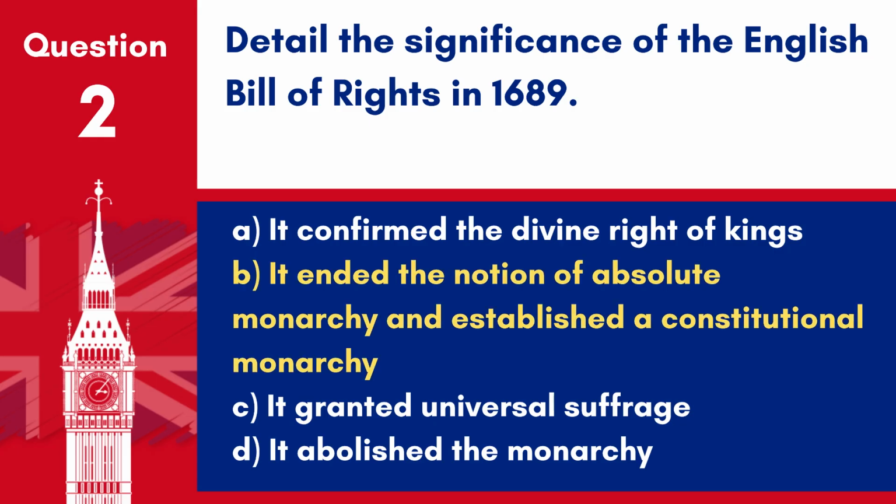Answer. B. It ended the notion of absolute monarchy and established a constitutional monarchy. The English Bill of Rights in 1689 was crucial in limiting the powers of the Crown and laying the foundation for a constitutional monarchy in England.